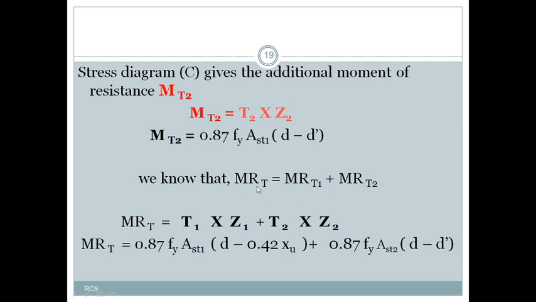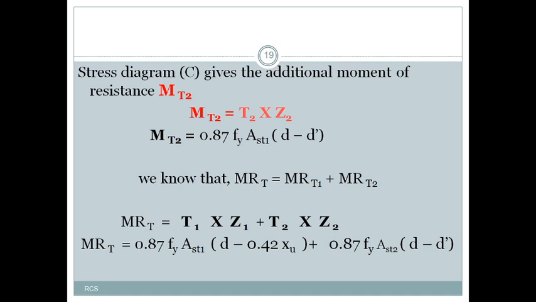And finally MRT, equal to moment of resistance with respect to tension, equal to MRT1 plus MRT2, that is MRT equals 0.87 Fy AST1 into (D minus 0.42 XU) plus 0.87 Fy AST2 into (D minus D dash). This is how we calculate moment of resistance with respect to tension.